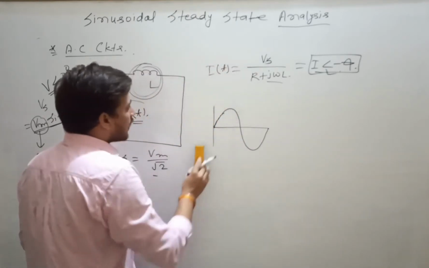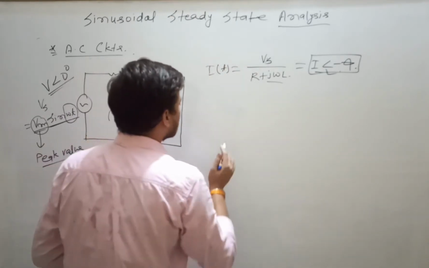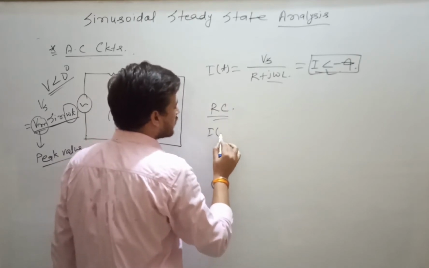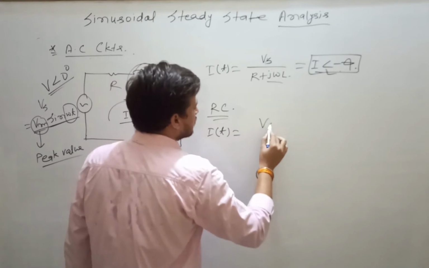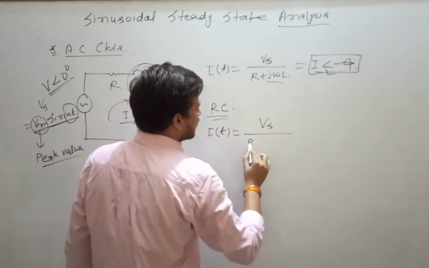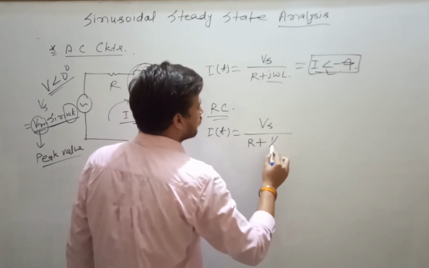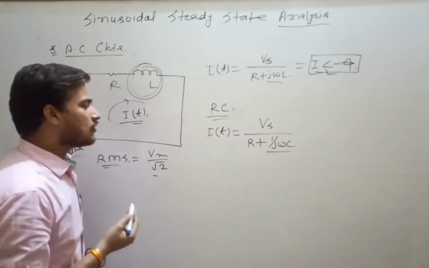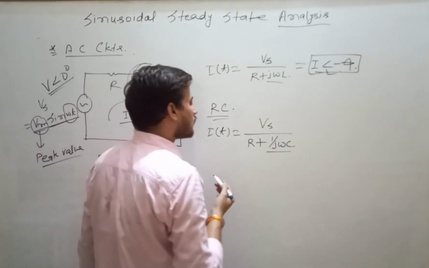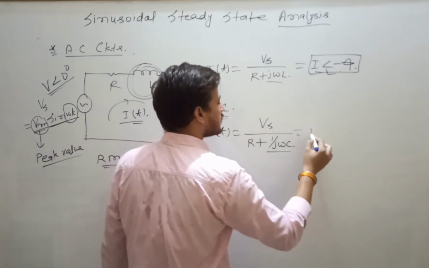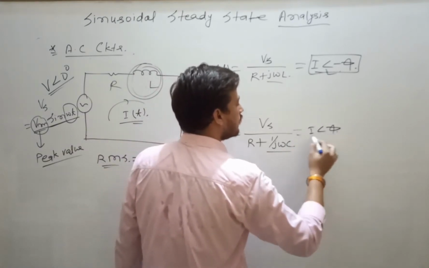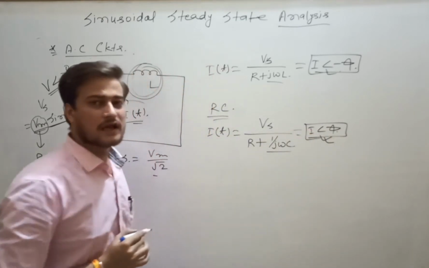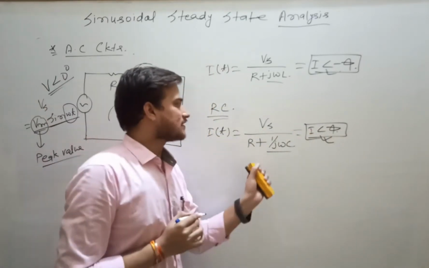Now take an RC circuit. For an RC circuit, the expression for current will be Vs divided by R plus 1 upon j omega C. So here, in contrast to the inductor, you will see the current will be at a positive angle. There will be a positive phase angle in the case of a capacitor.